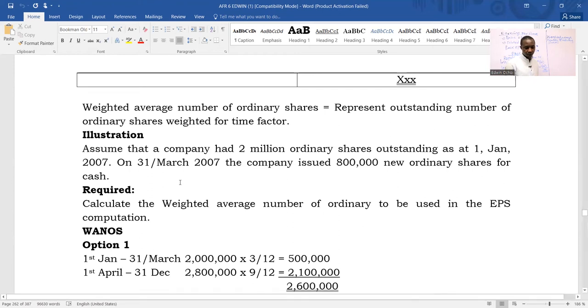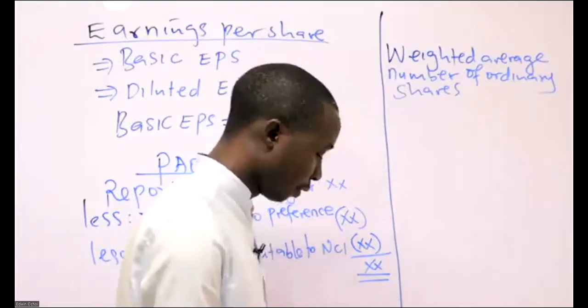So you recognize first the 2 million up to the time they issued the additional. From January to the time they issued the additional shares, how many months is that? 3 months, because it's January, February, March. Then from March to the end of the year, the total amount of the shares you are supposed to weigh is 2.8.